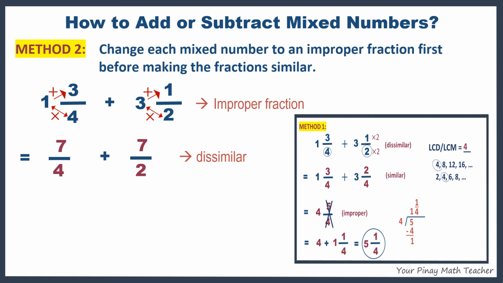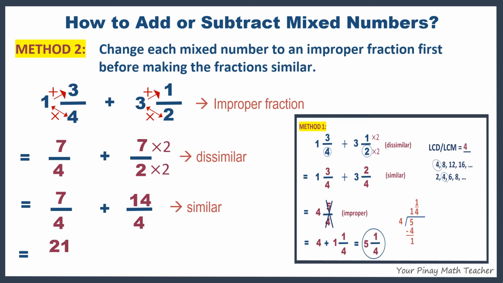Since the fractions are dissimilar, we have to change them to similar. In our solution on the right, we have the LCD of 4. So, since in 7/4 the denominator is already 4, we don't need to do anything with this fraction. But in 7/2, we need to multiply 2 by 2 to get 4, and so with 7. So, we get 7/4 plus 14/4. Now that they are similar, we can add them. So we get a sum of 21 over 4.